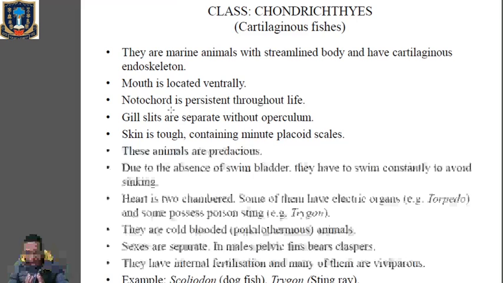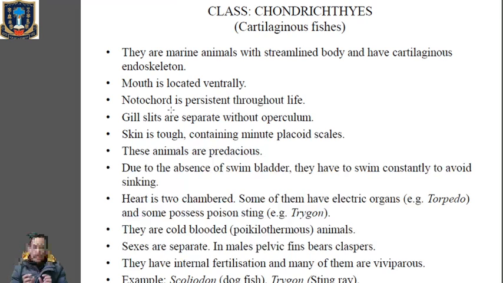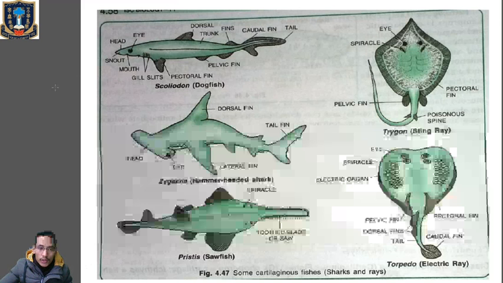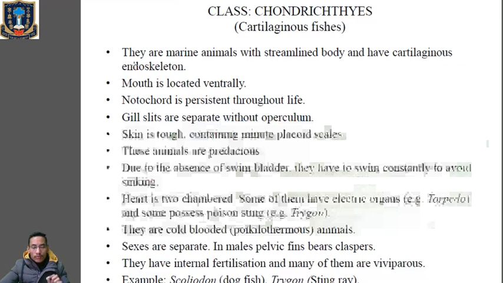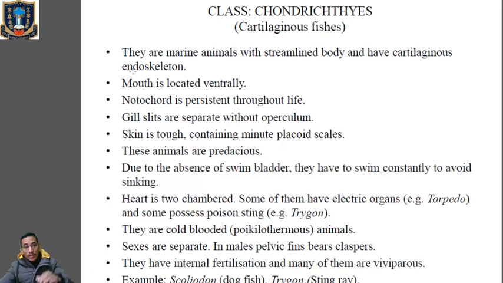So let's check out the first character. They are marine animals with a streamlined body, and they have a cartilaginous endoskeleton. Number two, the mouth is located ventrally. If you look at the figure over here, you can see the presence of the mouth. This mouth is present ventrally, downwards. So in case of cartilaginous fishes or Chondrichthyes, the mouth is located ventrally, downwards.